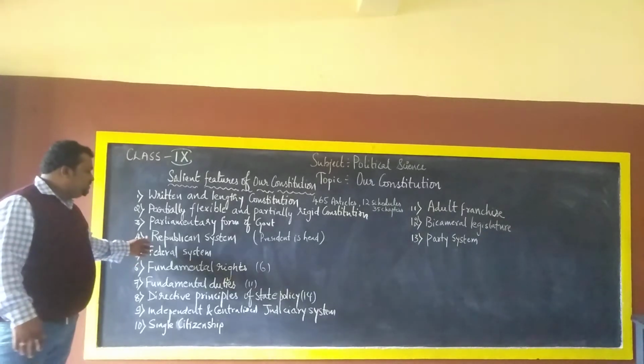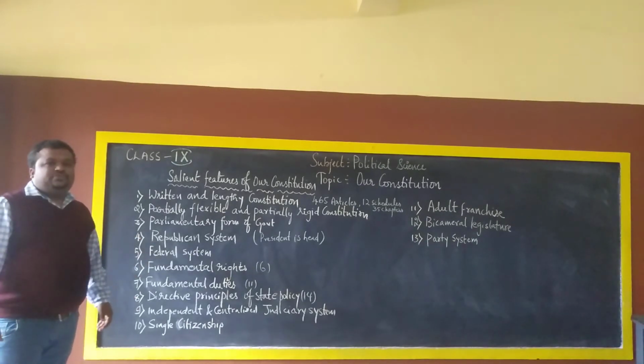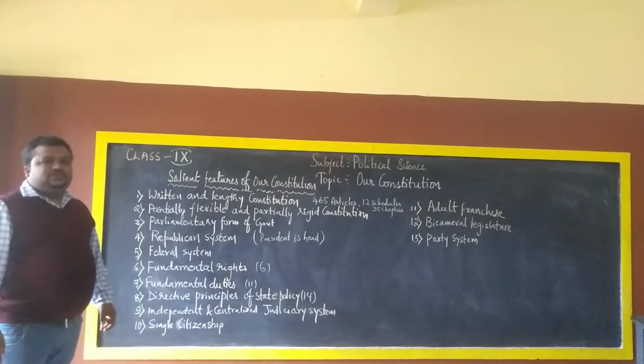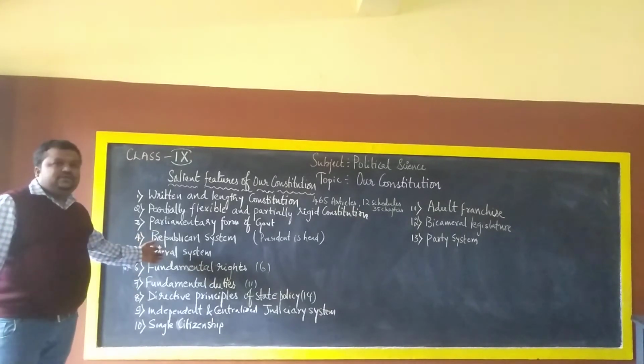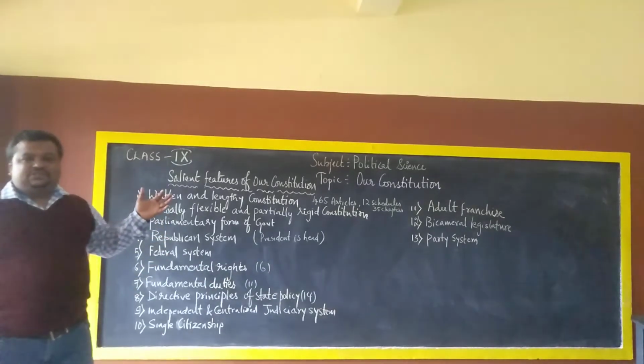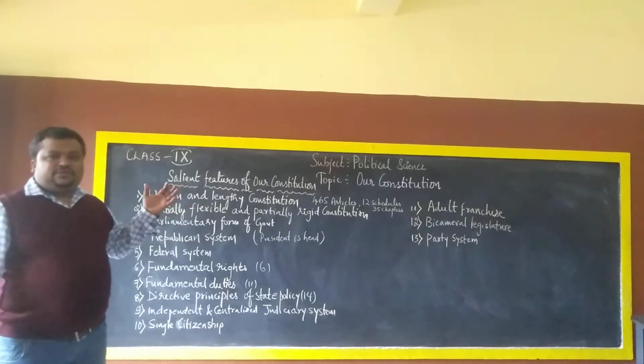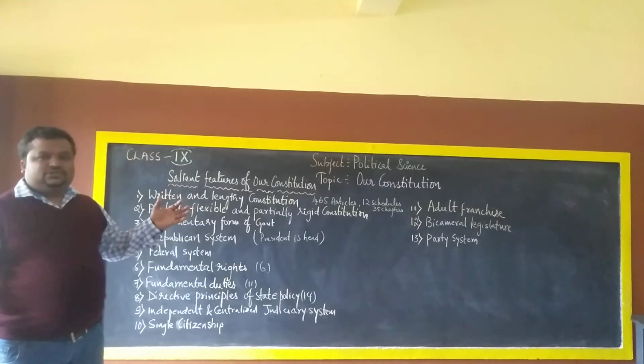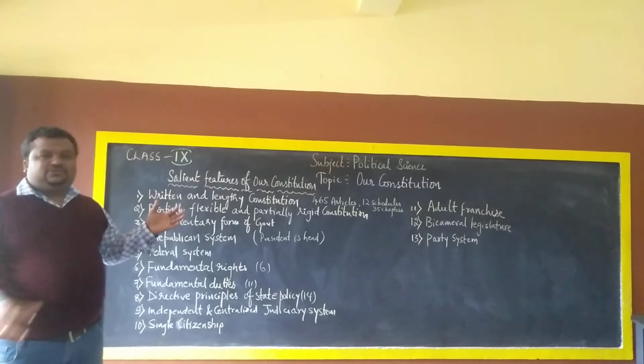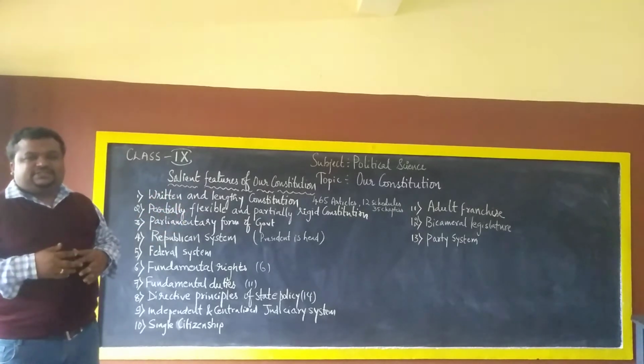The next one is a federal system. What do you mean by federal system? You know, India has different languages and consists of numerous religions and so on. Understood? You can also call it unity in diversity.